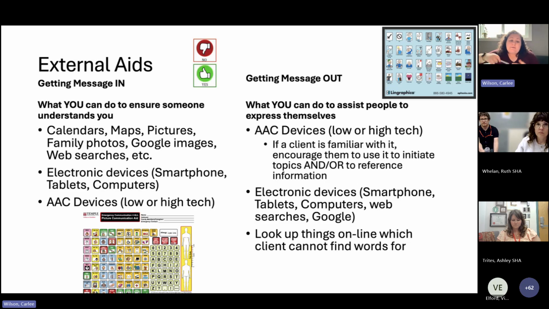You might also come across people who use alternative augmentative communication or AAC devices.